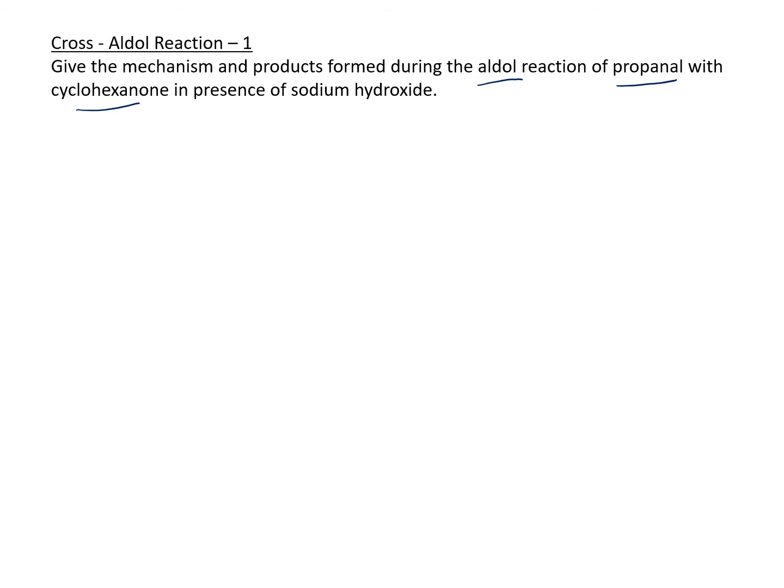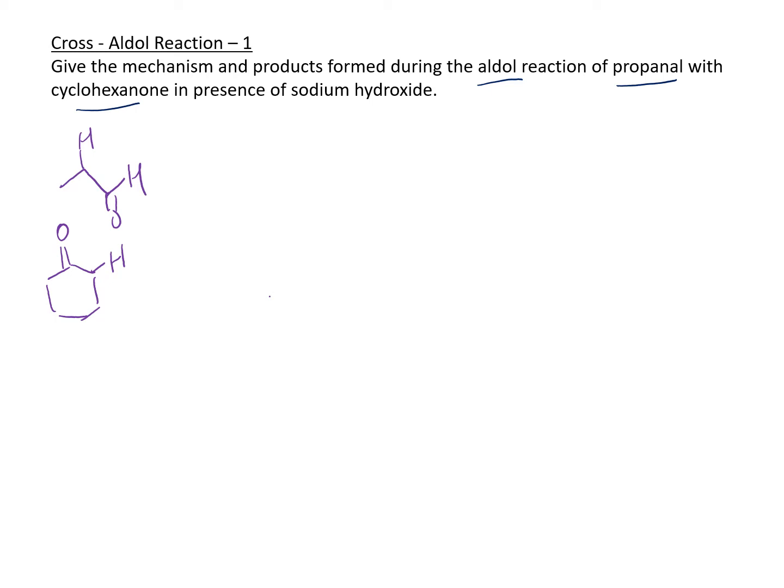Okay, so one of the problems that happens when you're dealing with two different things, okay, so you have propanol, and then we also have cyclohexanone. Okay, so in both of these compounds you actually have an alpha proton. All right, so you have to know which one do you start with. Okay, do you start with the propanol or do you start with cyclohexanone? Okay, which one do you start with?